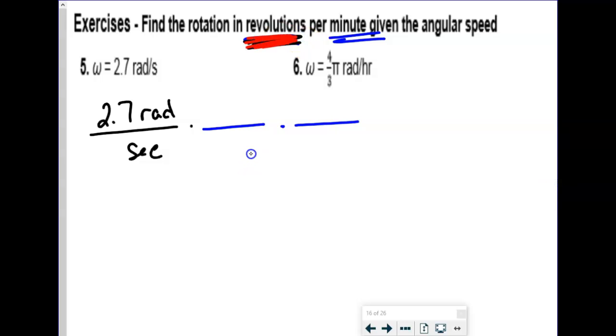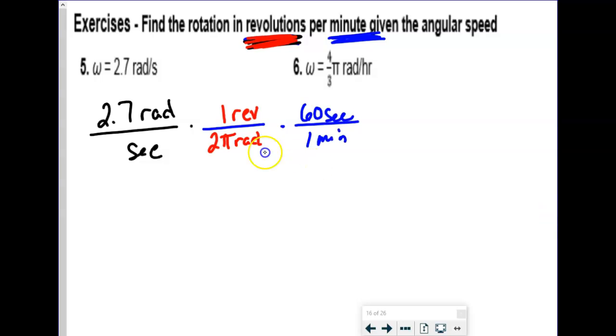Radians to revolutions. What's the conversion? 2 pi. Who to who? 2 pi radians. So that's going to go in the denominator, is 1 revolution. And then for time, I know you got this, guys. Seconds. How many seconds in a minute? 60 seconds in 1 minute. So I want 60 seconds up top here.